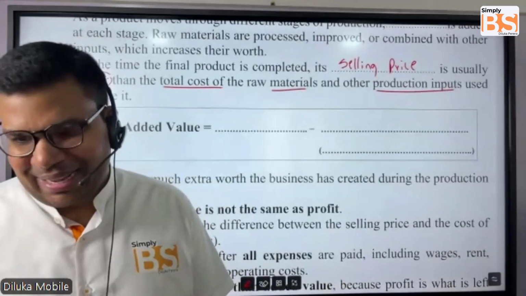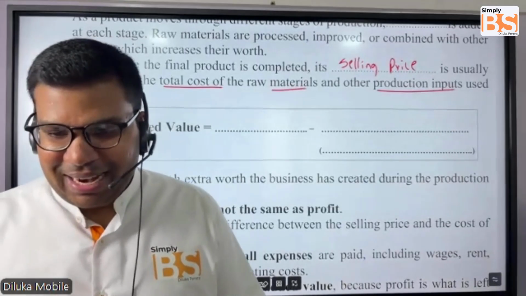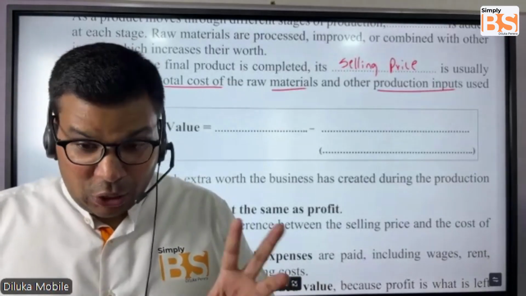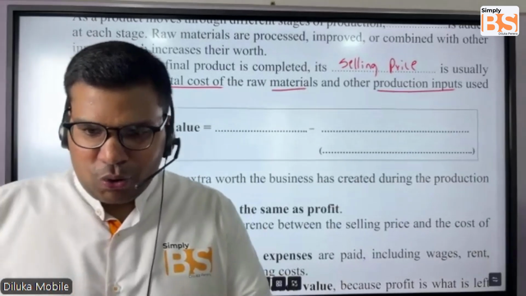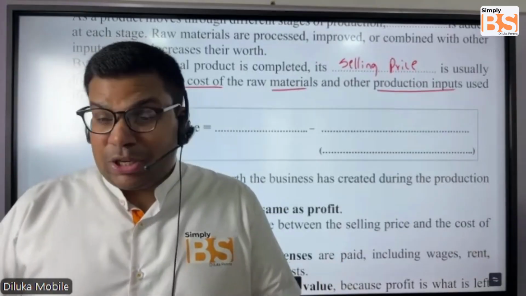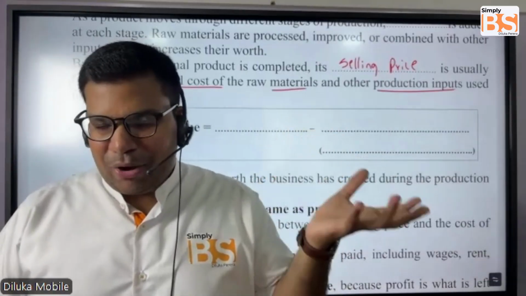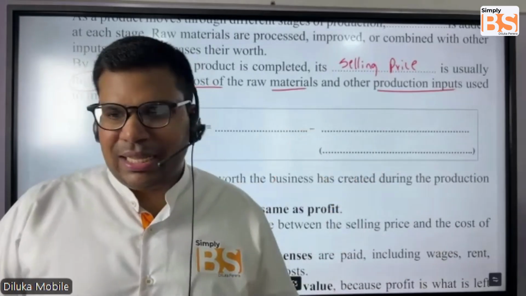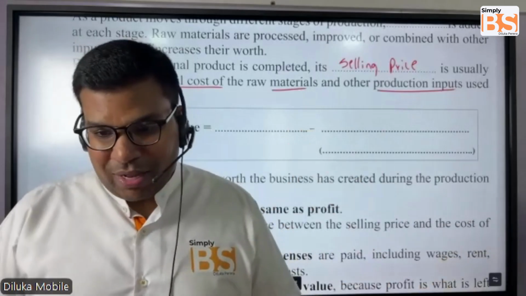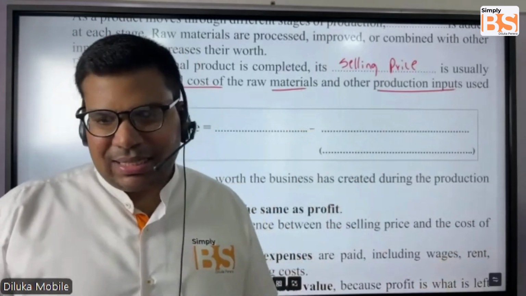That is not practical, right? If you're setting your selling price lower than the total cost of raw material and other production inputs, then of course your production cost is very high compared to your selling price. Then at the very beginning itself you are making a loss, and later you have to incur some other costs as well, right? So we will be discussing that as well.